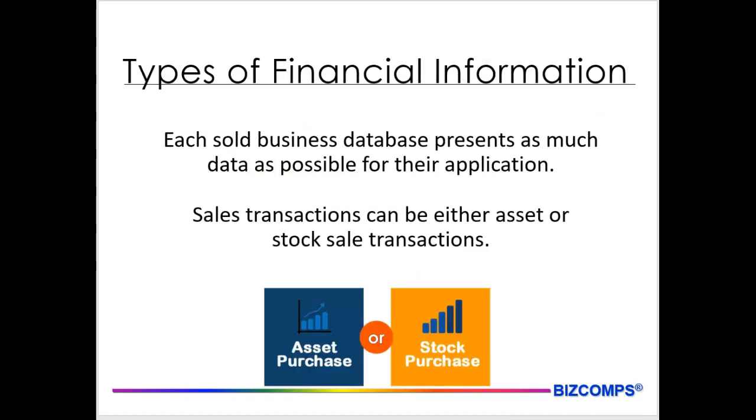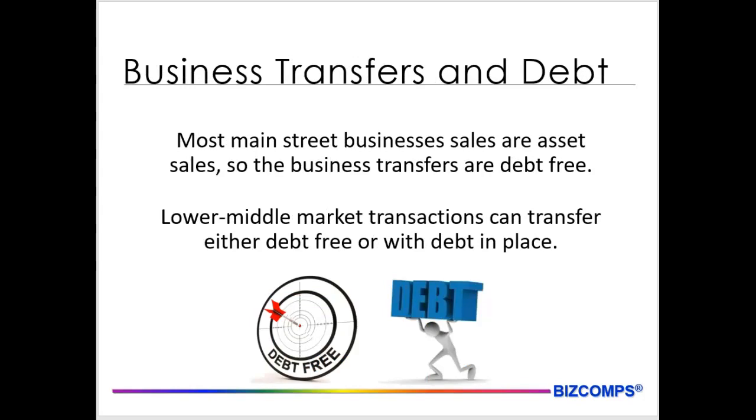While each of the sold business databases presents as much data as possible for their individual application, there are basically two types, and two types only, of sale transactions that take place. Those transactions can be classified either as an asset sale or a stock sale. One of the main differences between an asset sale and a stock sale is that most of the Main Street business sales are asset sales, and most of those transfers occur debt-free. In other words, the buyer does not assume the debt of the seller. They only buy up the assets of the business.